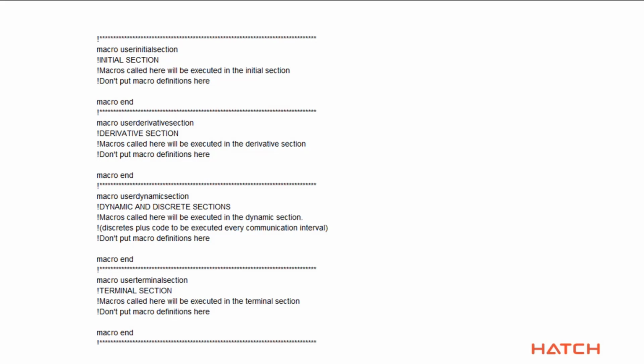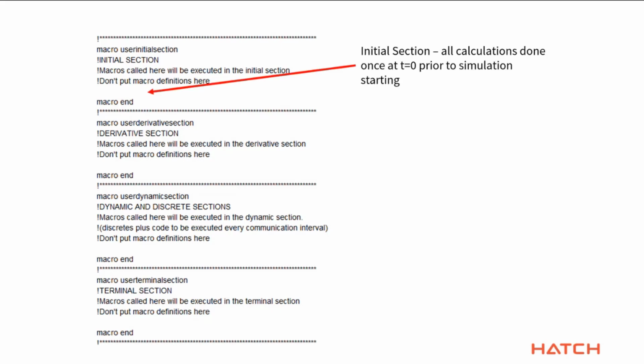So just to review what all of these parts mean. Now, if you open up the user file, either in GPSX or in your notepad, you can find that if I put calculations here in what they call the initial section, this is basically done once at the very beginning of the simulation and never done again.